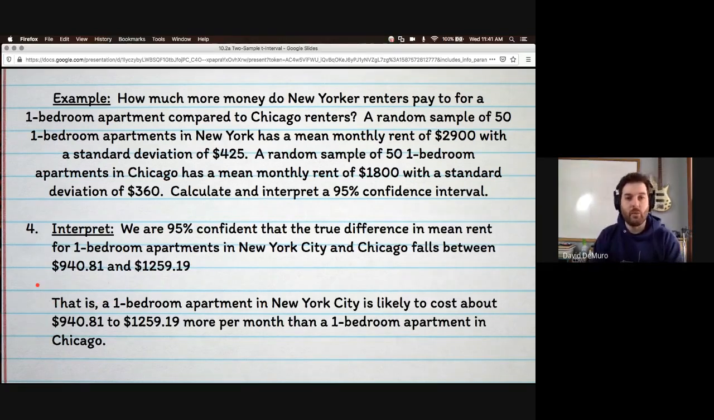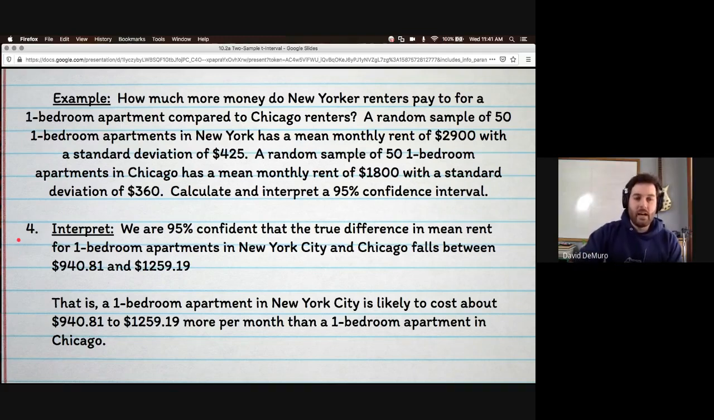And so we would say that we are 95% confident that the true difference in mean rent for one-bedroom apartments in New York City and Chicago falls between 940.81 and 1,259.19. And what that means essentially is that a one-bedroom apartment in New York City is likely to cost about 940.81 to 1259.19 more per month than a one-bedroom apartment in Chicago.